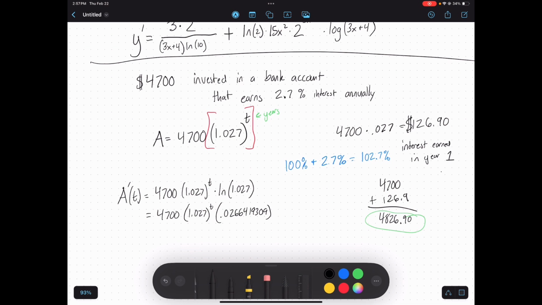I can combine this constant with my 4,700, and I'll round this one, so I get 125.22 times 1.027 raised to the t. And that's my derivative. I can use this derivative to now plug in any t value I want if I want to know how fast my account is growing after 5 years. I can plug 5 in for t to get the rate at which that account is growing.